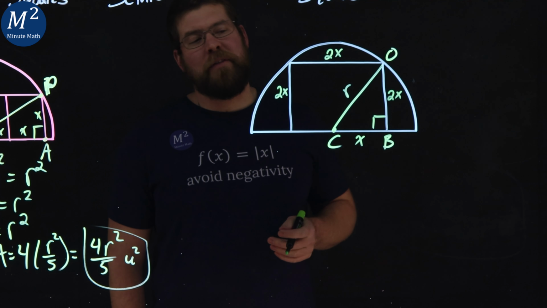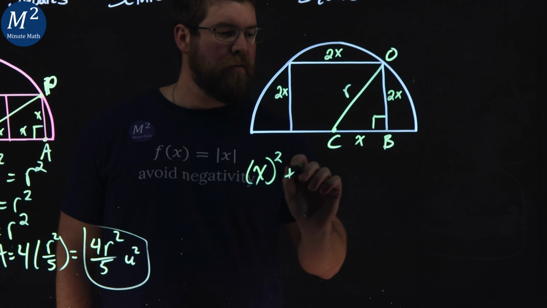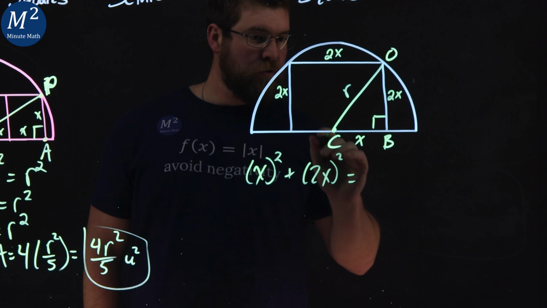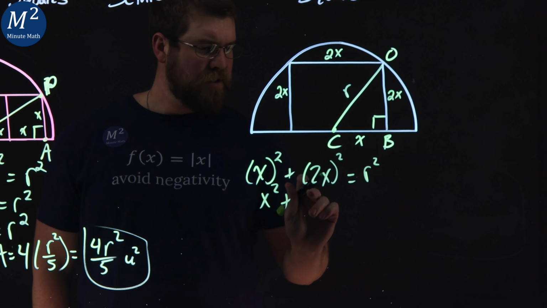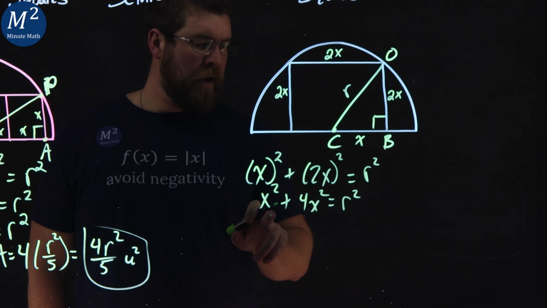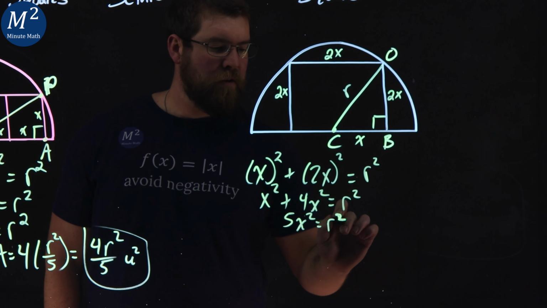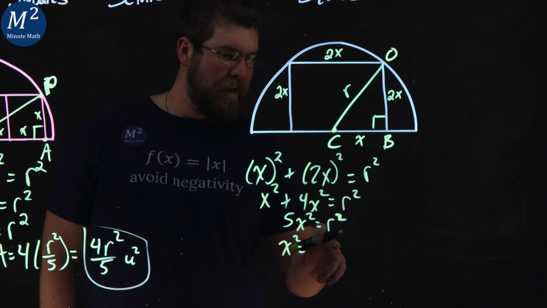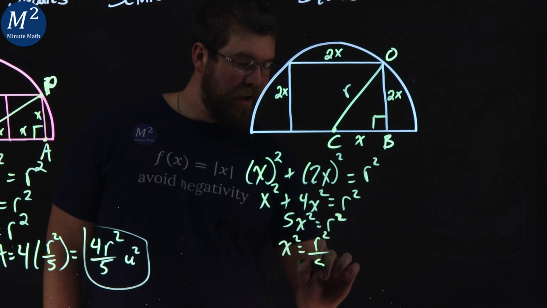Again, good old Pythagoras can help us out here. We have an X squared, that base, plus a 2X all squared is equal to our radius squared, hypotenuse squared. X squared plus 4X squared equals R squared. From there, add together, we have 5X squared equal to R squared. And X squared is equal to R squared over 5.